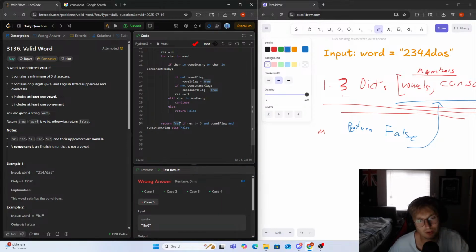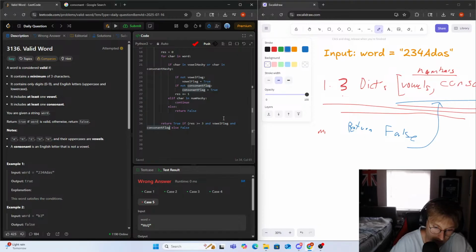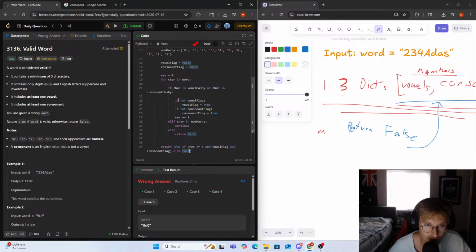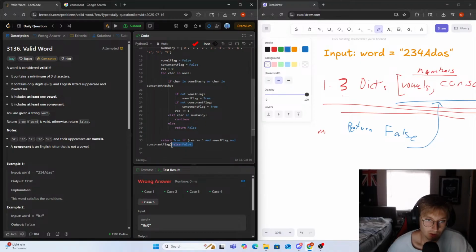Can you do this in Python? Can you have a... I don't know if you can do this in Python. I have no idea. If not vowel flag is equal to true, consonant flag is equal to true. I'm gonna check if you can do this in Python. I don't know if this is possible, to be honest. Okay, so that is valid.